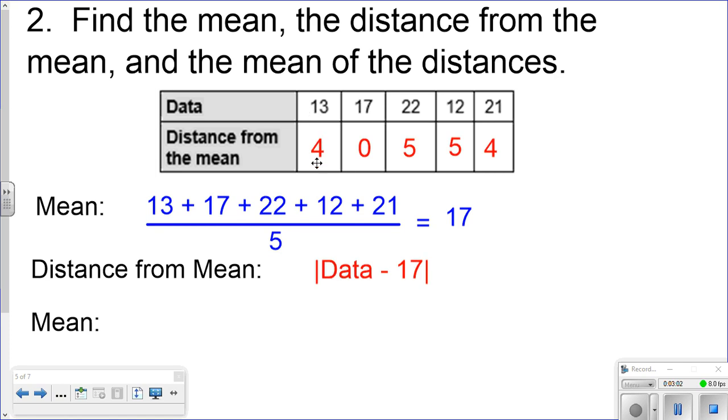So 13 minus 17 is 4. Remember, we're doing the absolute value. 17 minus 17 is 0. 22 minus 17 is 5. 12 minus 17, the absolute value is 5. And 21 minus 17 is 4. Then we take these 5 numbers and we find the mean of them. So we add up 4, 0, 5, 5, and 4, and divide by 5, and it gets 3.6.